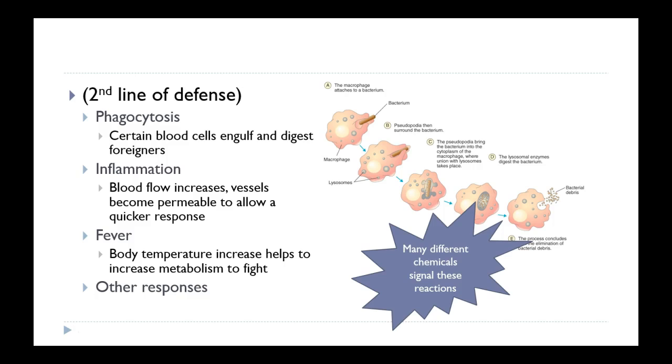It's just when the fever gets too high that can be dangerous because it can be damaging to the body itself. There are other responses out there. There's something called complement. These are different proteins that cause different reactions to happen. They can cause inflammation, they can cause phagocytosis. And so a lot of these work together as well. But I just want you to know in general that these are the second line of defense, and these are innate or naturally born.